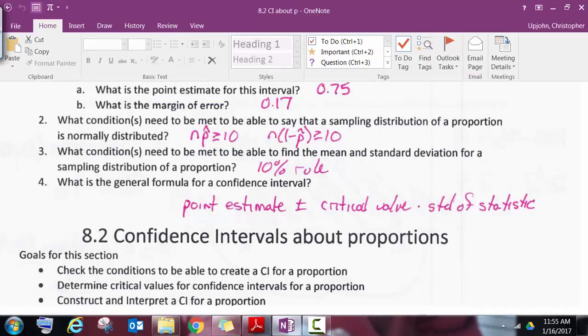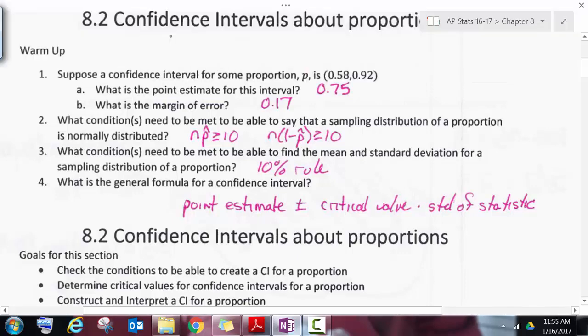Well, the point estimate is the middle. So to find the middle, we do 0.58 plus 0.92 divided by 2, and that gives us 0.75. Then what is the margin of error? Well, it's whatever we can add to 0.75 to get 0.92, whatever we can subtract from 0.75 to get 0.58, or the distance here, if we subtract them, 0.34 and divide it by 2. Either way, we get the margin of error of 0.17.